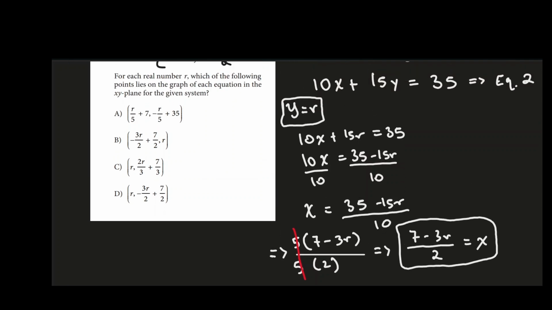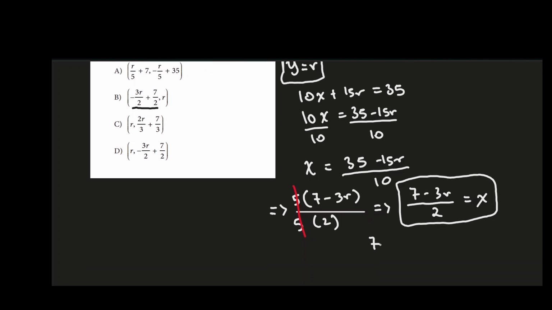However, if we go back to the answer choices, we will notice that none of the answer choices reflect what we derived here for x. However, that's not true, because answer choice B just writes our value in a different way. So what I mean is 7 minus 3r over 2 can be rewritten as 7 over 2 minus 3r over 2. And this can be further written as negative 3r over 2 plus 7 over 2. And that is the value that's given for x in answer choice B. So that's going to be our right answer.